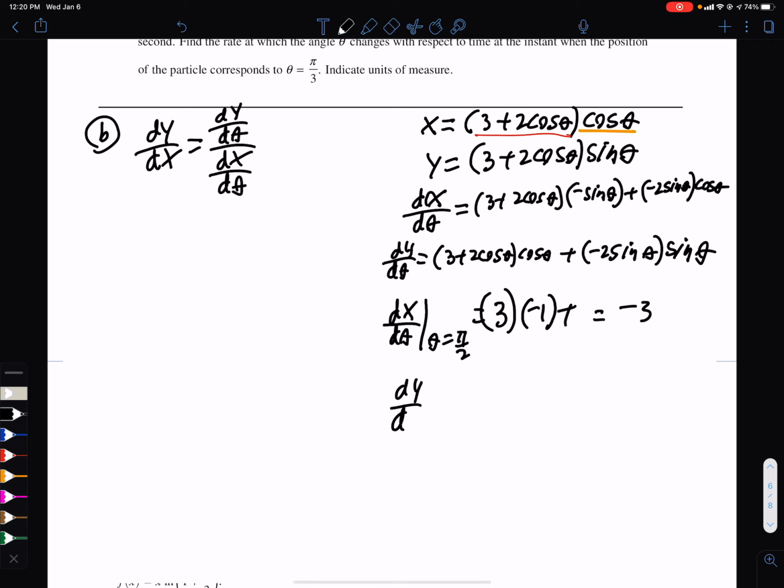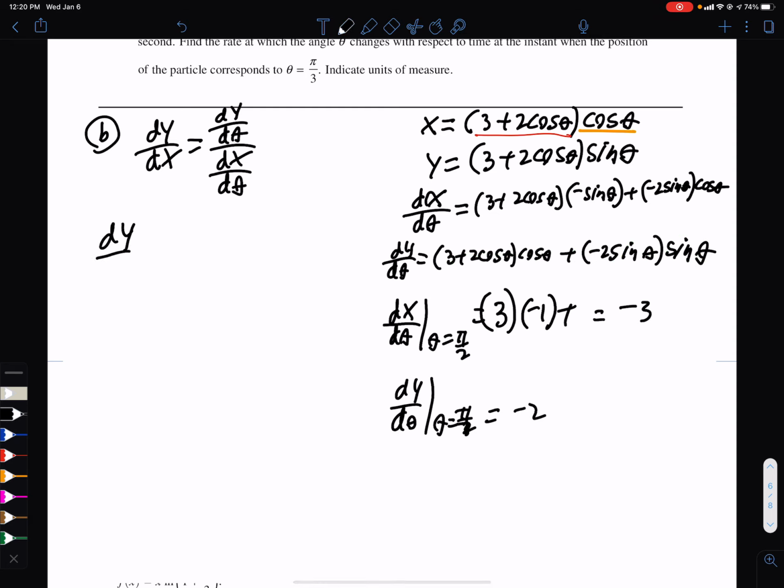Then we do the same thing with dy d theta. So anything with the cosine is going to be 0 because cosine of pi over 2 is 0. So that will be 0. And we're left with this. Sine is 1. That's 1. That's 1. So we end up with negative 2.